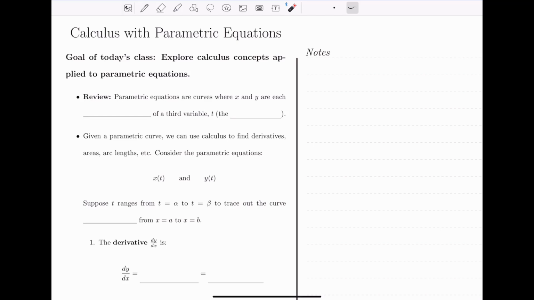In the previous section, we had an introduction to the idea of parametric equations. For this section, we will see how to use calculus to find derivatives, integrals, arc lengths, etc. when we have a curve described by parametric equations.